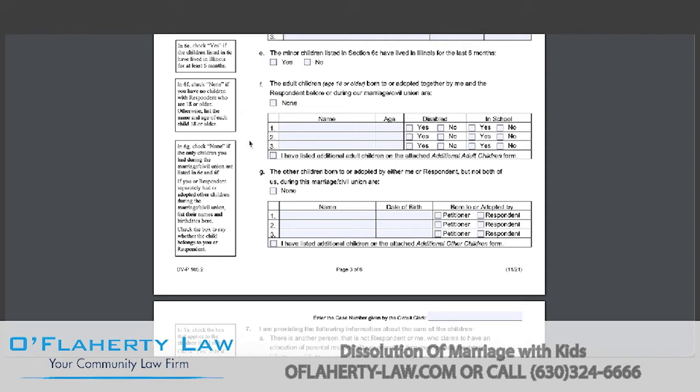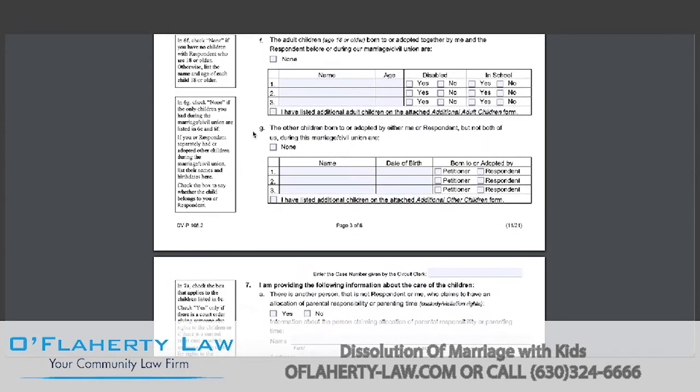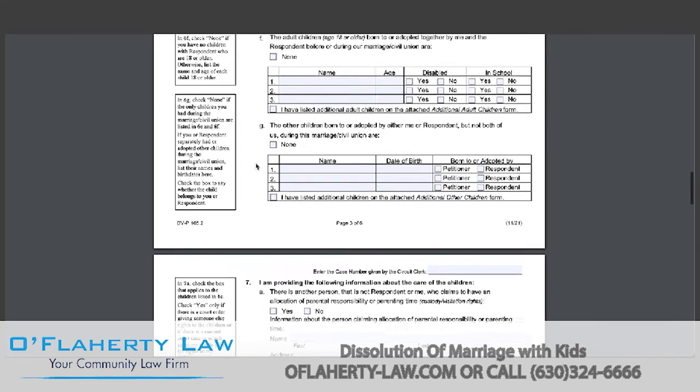The court can order child support for minor children of the marriage. The court cannot order support for adult children in the marriage unless the children are in high school or disabled. So you will want to answer whether the children are disabled, yes or no, or still in school, yes or no. That will help the court determine whether either you or your spouse will be paying child support for those. Again, if you need more space, click there and you can fill out another form that's on the website.